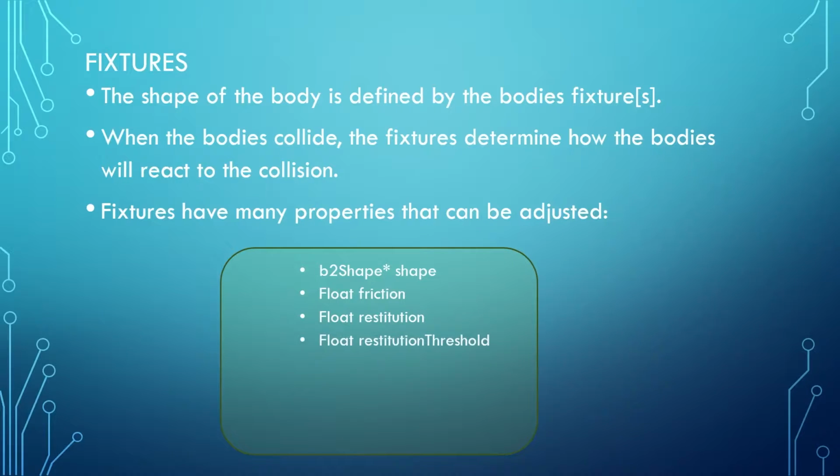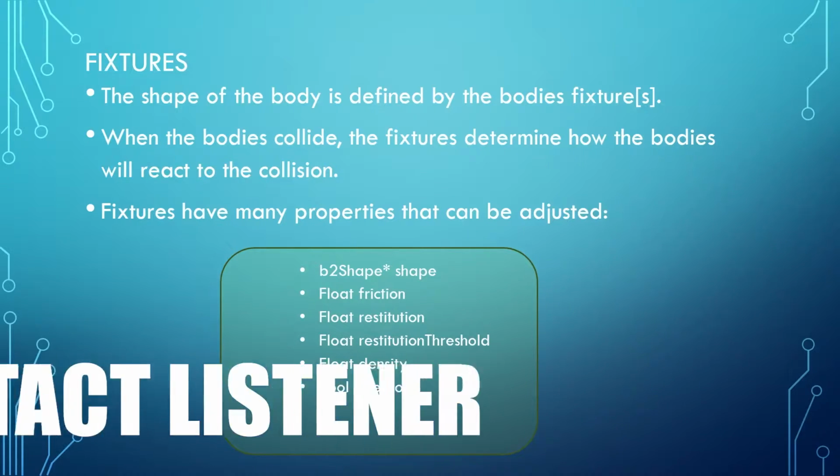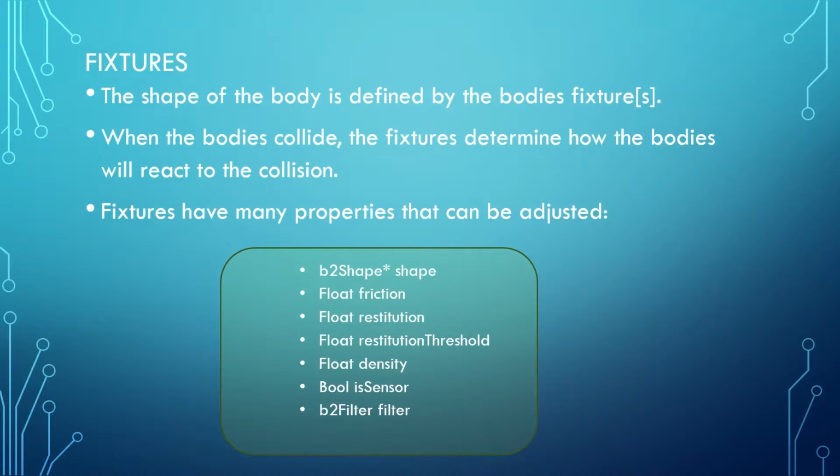Then we'll have the restitution threshold. Only collisions with a velocity above the set threshold will have restitution applied to them. The density of the object, usually represented in kilograms per meter squared. The more dense an object, the more of an impact it will have on another object that is less dense upon collision. Also, is the fixture a sensor? A sensor is basically just a trigger. It will collect information, however, it will never generate a collision response. It does generate contact information though. We will look more into this when we create the contact listener later on. And then we have filters. We'll go over filters in the next slide. Fixtures can also have user data that is application specific. However, we will go over that in a later video.